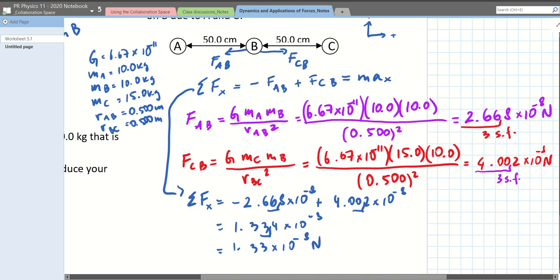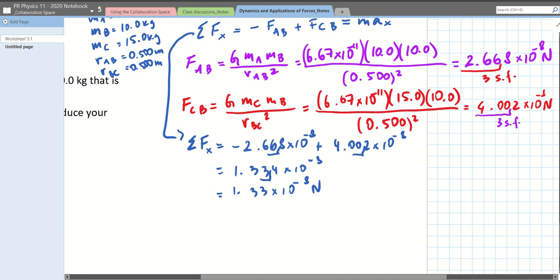Okay. Now, for example, like I said, if I ask you to find the acceleration, once you know the net force, right? So remember your F net was, let me rewrite the forces here, F_AB plus F_CB equals MA in the x direction. So again, we found this part right here. We found that this number is 1.33 times 10 to the negative 8 equal to MA. Okay, so we know what M value is. We know that M is 10 kilograms.